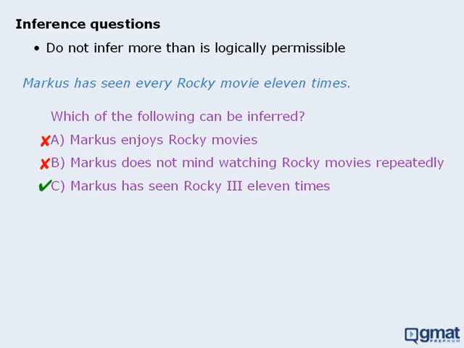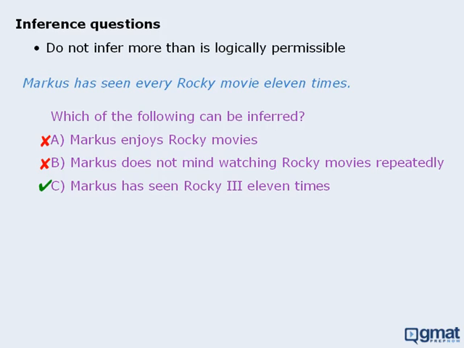What about B? Well, must it be true that Marcus does not mind watching Rocky movies repeatedly? No. It's conceivable that Marcus actually dislikes watching Rocky movies repeatedly, but his movie watching is part of some sort of punishment. Now, while this scenario seems highly unlikely, it does show that we cannot be absolutely certain that Marcus does not mind watching Rocky movies repeatedly. As such, answer choice B is not correct. Now, answer choice C, however, is a valid inference. Since Rocky 3 is a Rocky movie, it must be the case that Marcus has watched it 11 times.